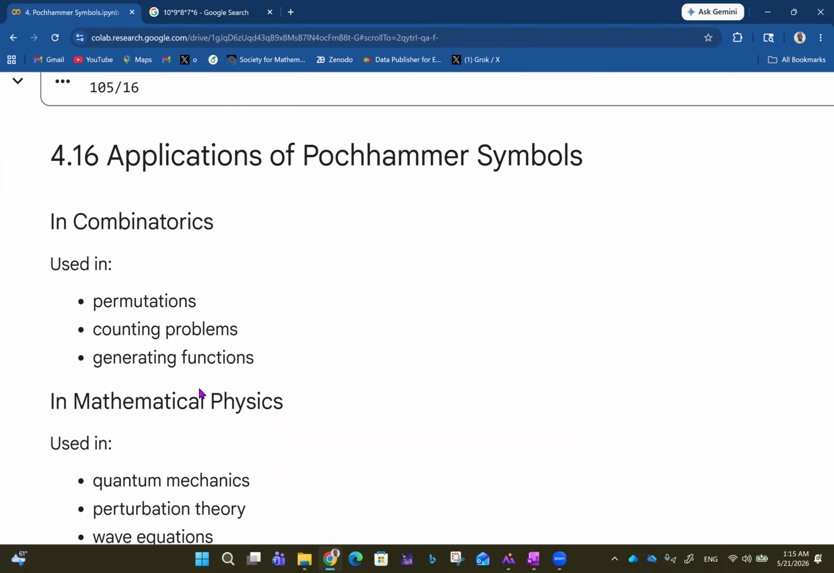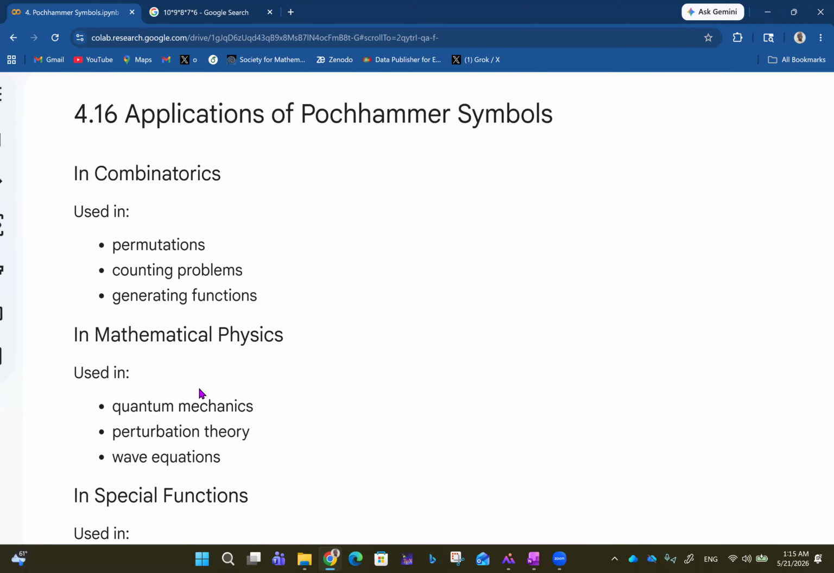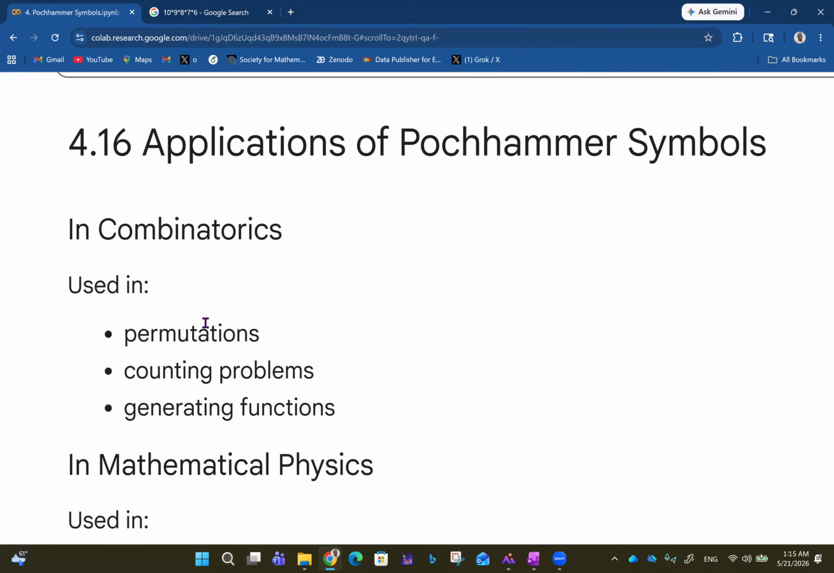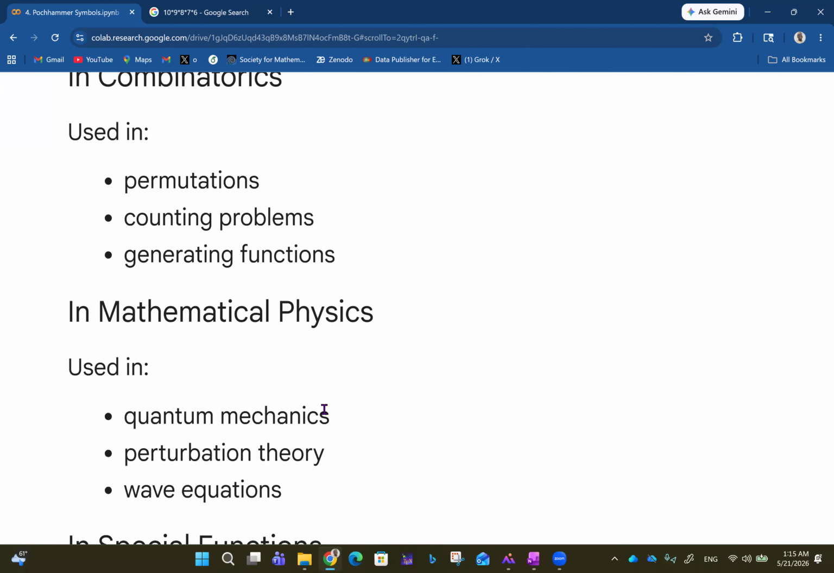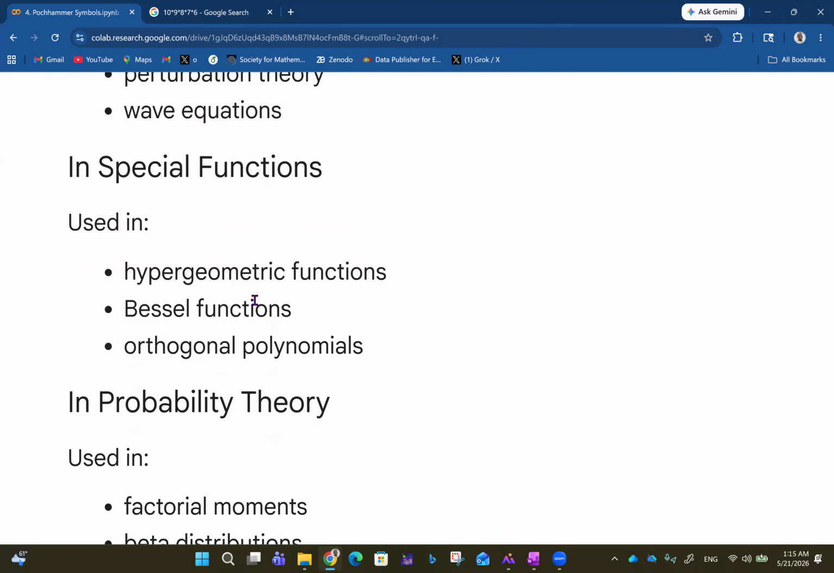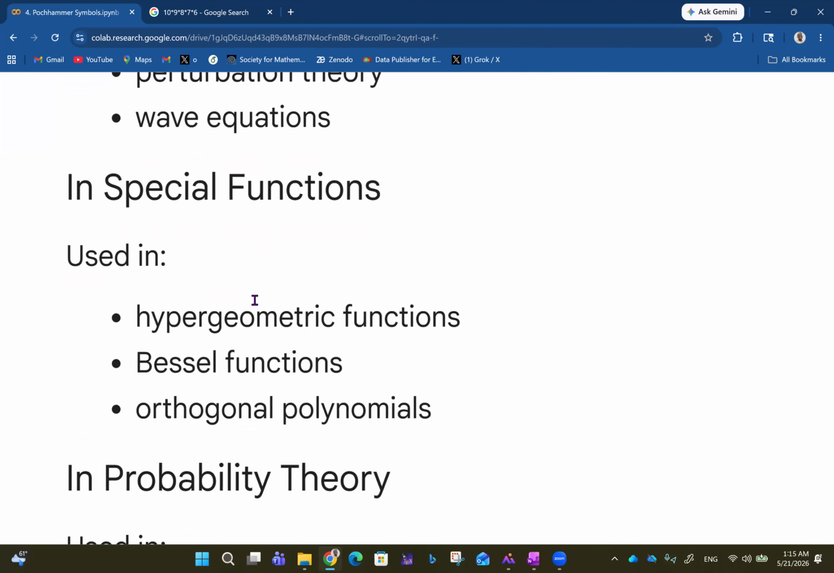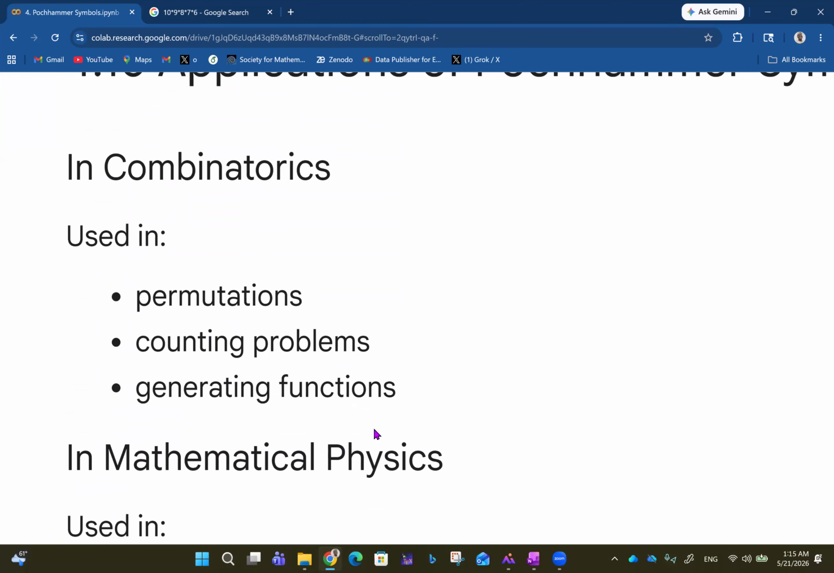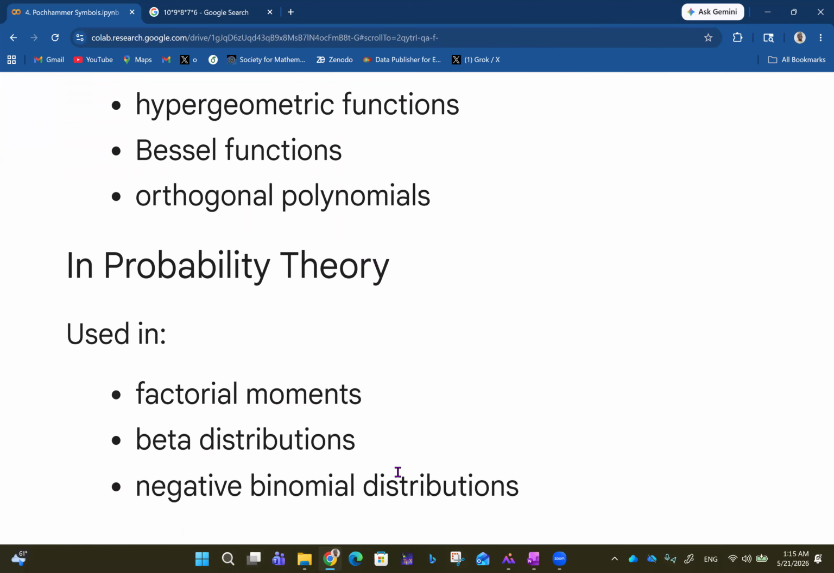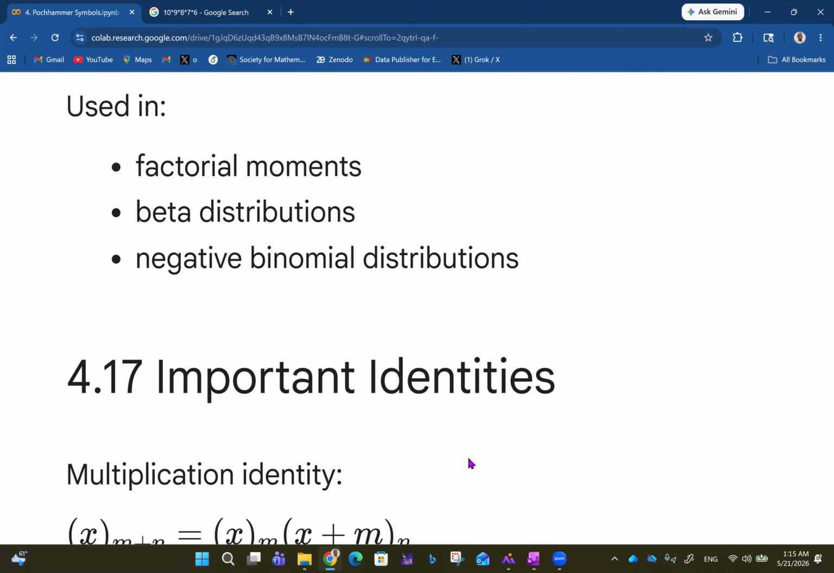So let's talk about applications of Pochhammer symbols. In combinatorics, Pochhammer symbols are used in permutations, counting problems, and generating functions. In mathematical physics, they are used in quantum mechanics, perturbation theory, wave equations. In special functions, they are used in hypergeometric functions, Bessel functions, and orthogonal polynomials. In probability theory, they are used in factorial moments, beta distributions, and of course in negative binomial distributions.